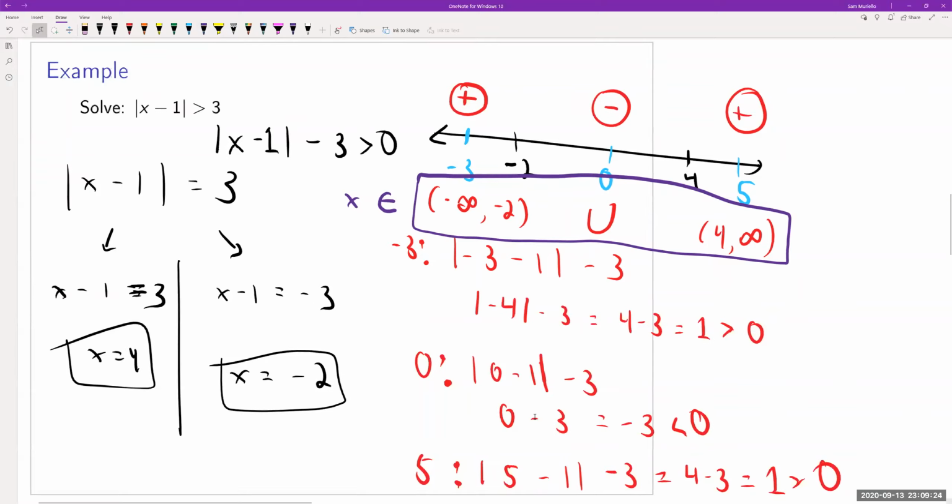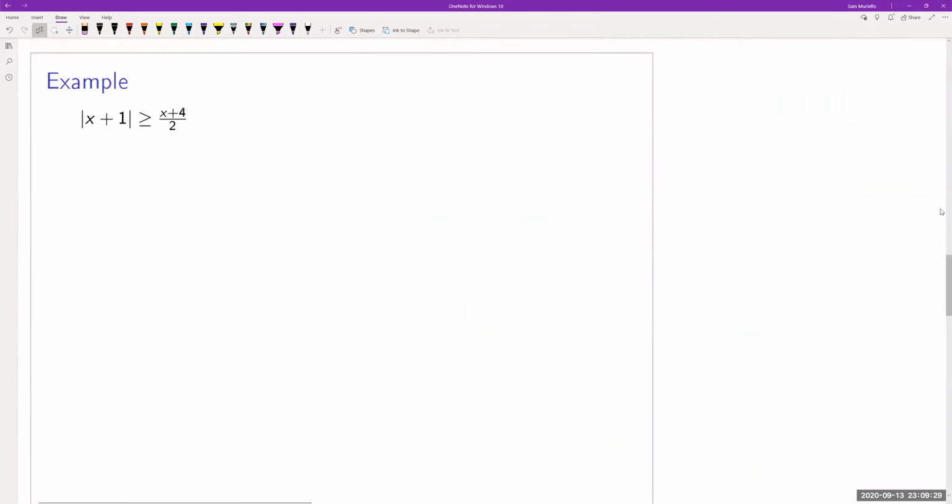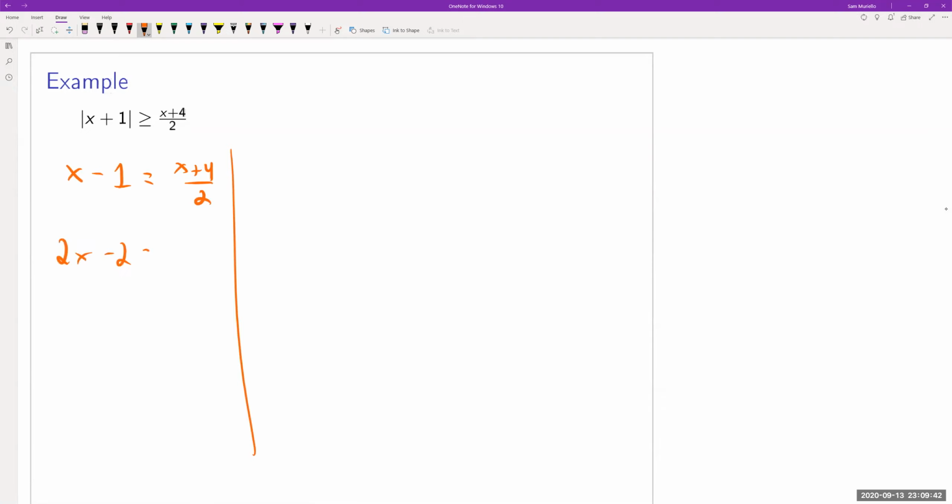Let's do some more examples. Another example with absolute values. Recall that for this time, we'll again need to do a plus or minus. So let's go ahead and set up the two pieces first for the equals. x minus 1 is equal to x plus 4 over 2. And x minus 1 is equal to negative x plus 4 over 2.